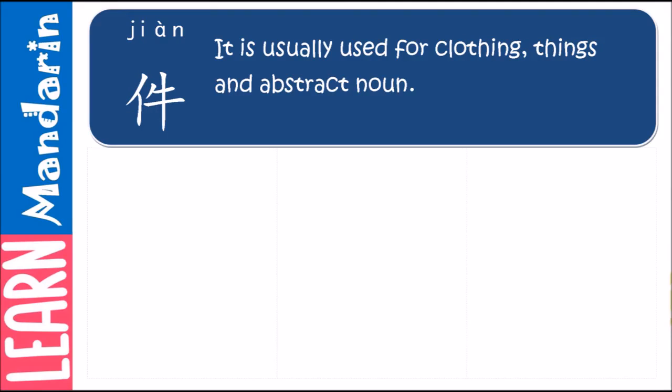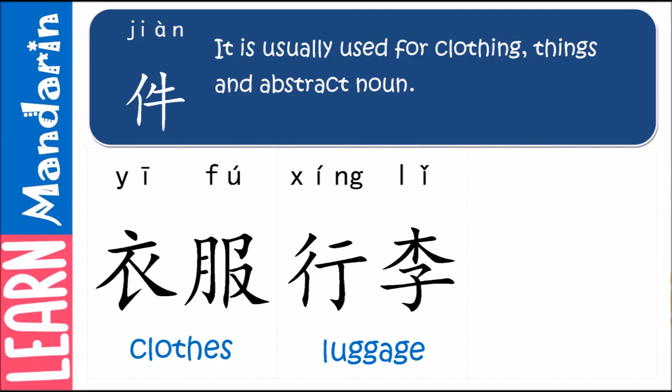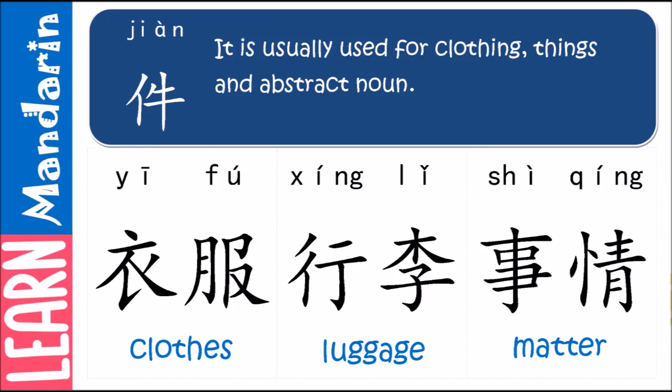The measure word 件 is usually used for clothing, things, and abstract nouns. Examples of nouns that are commonly paired with the measure word 件 are 衣服, 行李, and 事情.